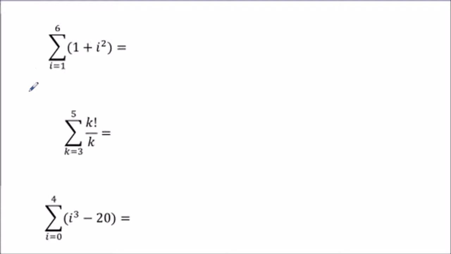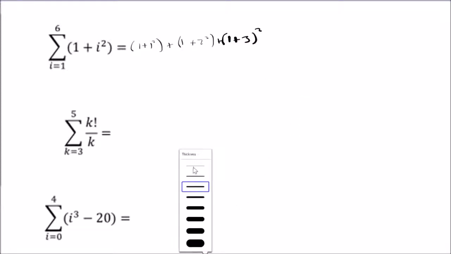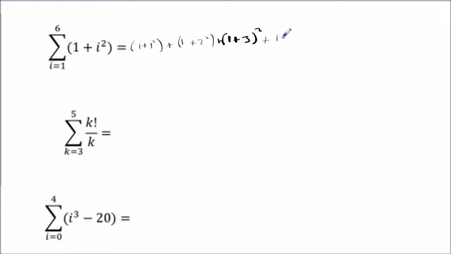Okay, in this first example, the first thing we're going to be plugging in is a 1. So let's try it. So what I'm going to have is 1 plus 1 squared. Okay, plugged in a 1, then I need to plug in a 2, 3, 4, 5, 6. So 1 plus 2 squared plus 1 plus 3 squared. Okay, we're going to keep going. And plus 1 plus 4 squared plus 1 plus 5 squared plus 1 plus 6 squared. And then we just add those all together.